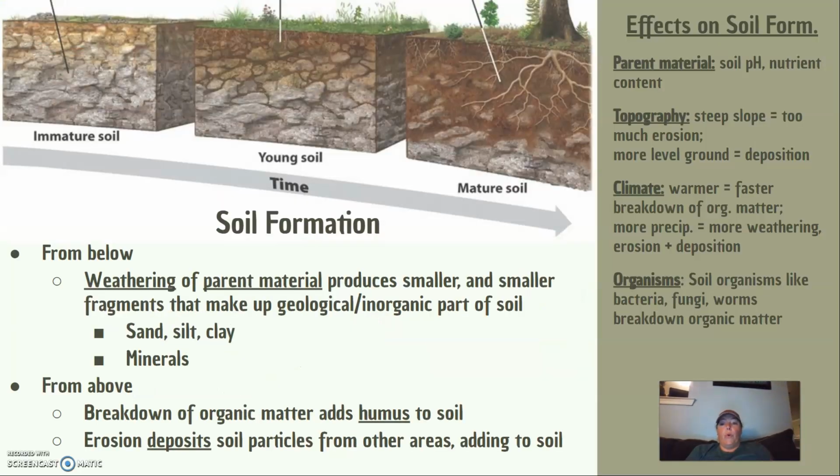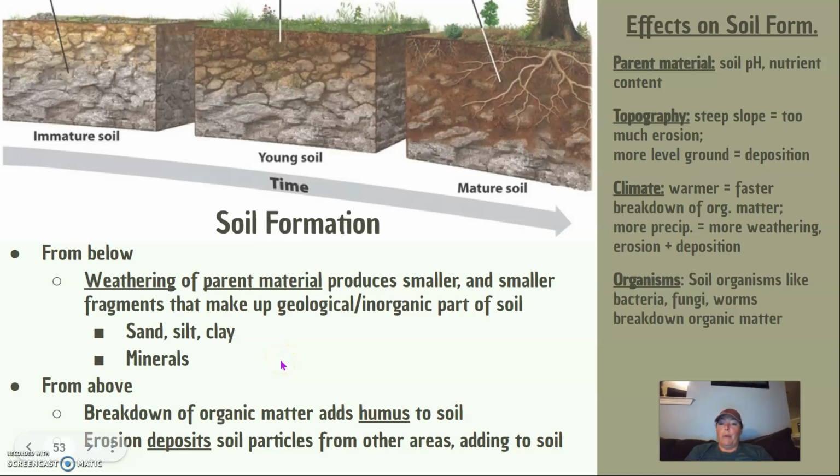So soil forms from below, from the weathering of parent material. So smaller and smaller fragments are broken apart. That makes up the geological or the inorganic part of soil. So if you look here, this is your parent material. And as chemicals leach through the rock, as roots break down into the rock, that's going to break those rock into smaller pieces. Depending on the type of soil, it's going to break into smaller pieces, either sand, silt, or clay. And those are all particle sizes that we'll talk about. And then minerals are also being released there as well.